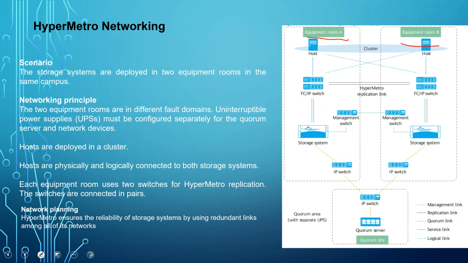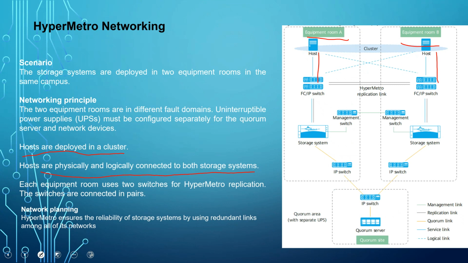And the host should be deployed in the cluster. So you need to deploy the host in cluster mode, because if you want to access both storages, you must have a cluster available on top of the storages. And hosts are physically and logically connected to both storages. As we can see, hosts are connected through the FC switches. This host is connected to this, and all the things are interconnected to each other.